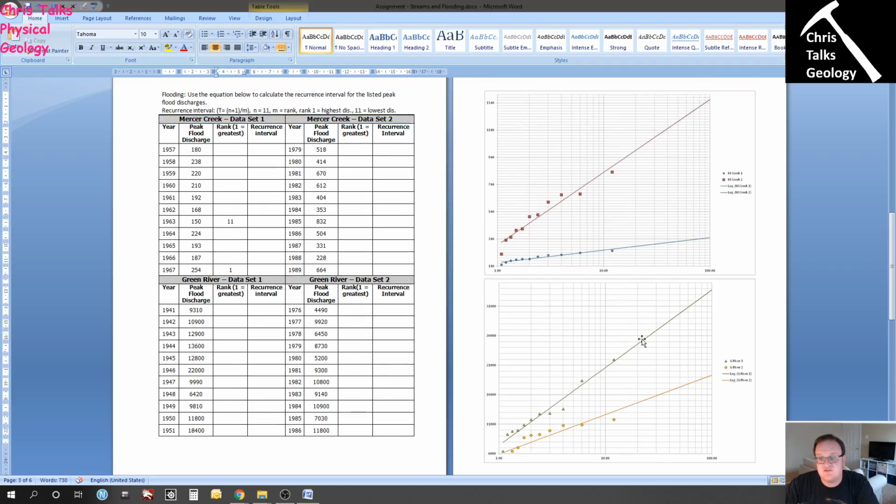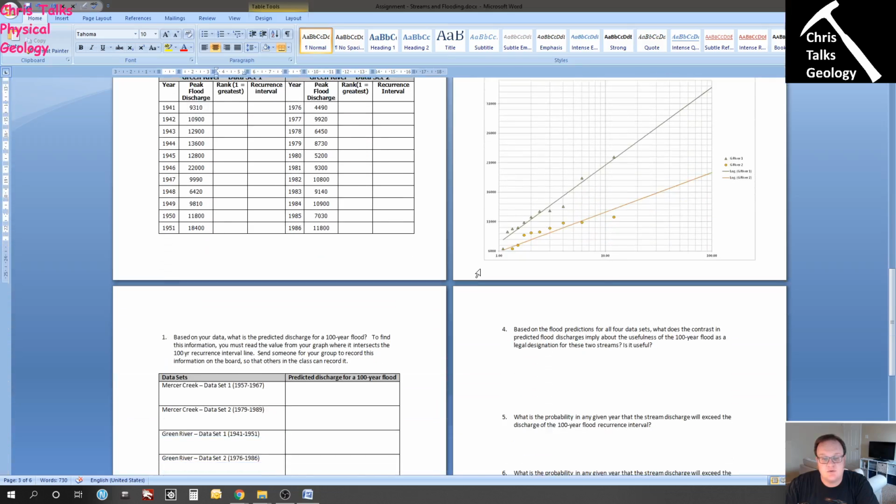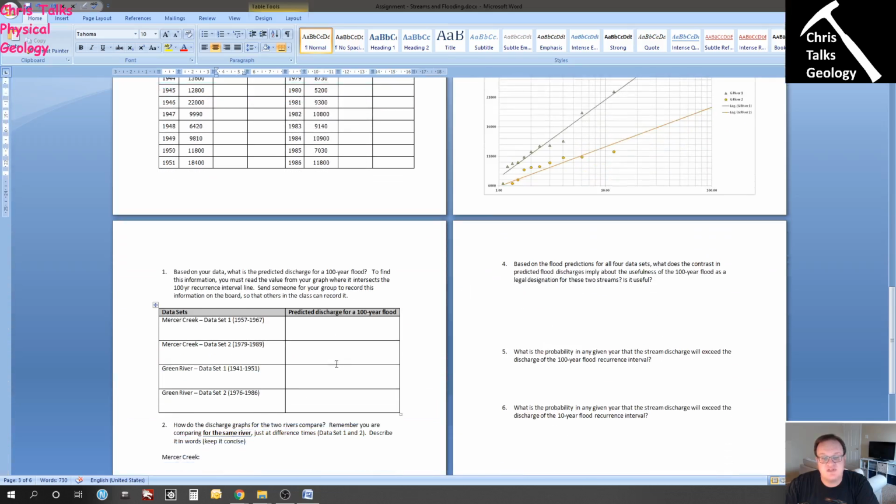And for each of these trend lines, you're going to look and see where it hits 100. I'm going to come across here and read the value off over here. That's the value I'm going to put into this table down here, and that's going to be my predicted discharge for a 100-year flood.